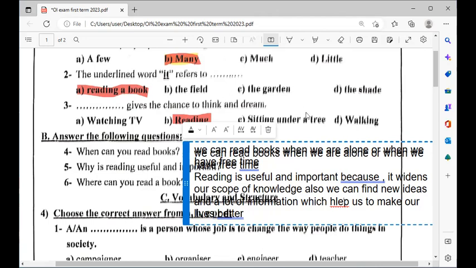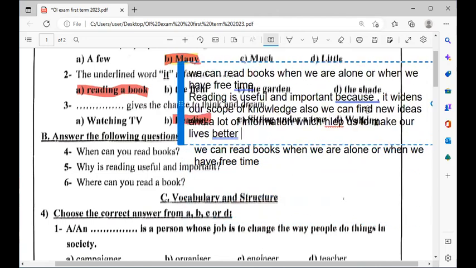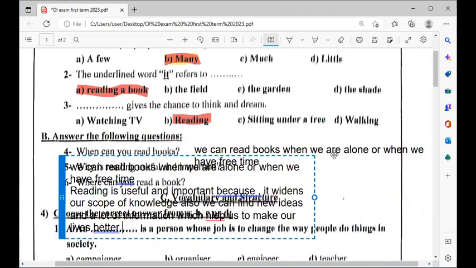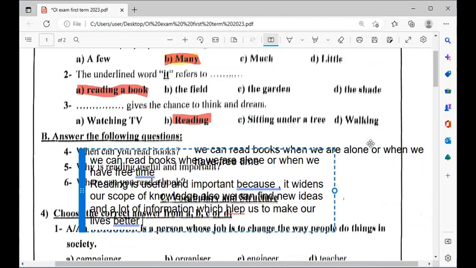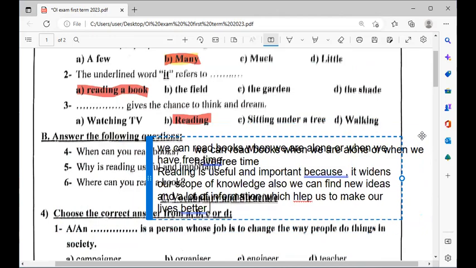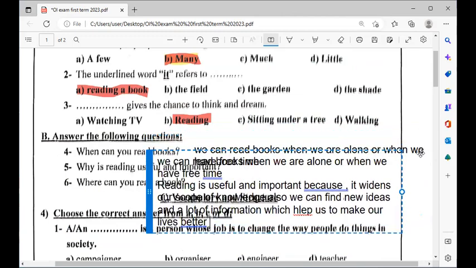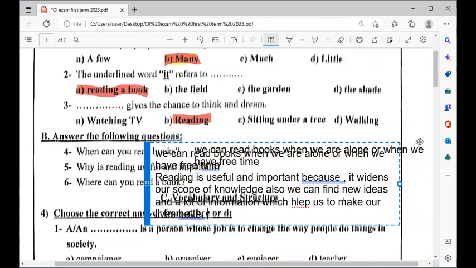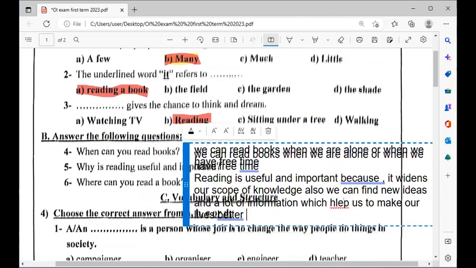Here are the answers again. Reading is useful and important because it widens our scope of knowledge. Also, we can find new ideas and a lot of information which help us to make our lives better.